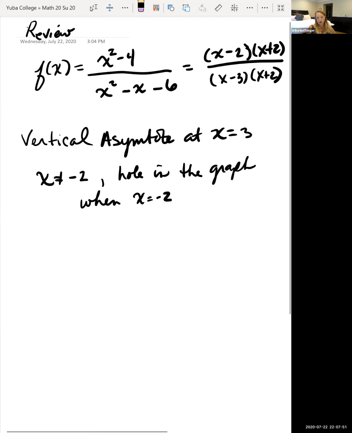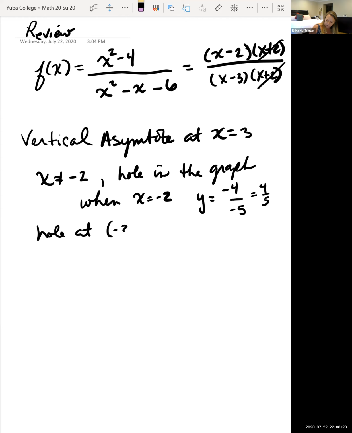So we can figure out where that hole would be if we had simplified and canceled out these like factors, and we go back in now and plug in negative 2 wherever we saw an x. Well, negative 2 minus 2, so my y value would be negative 4 all over negative 2 minus 3. Well, that's negative 5, so that would be 4/5. So there's a hole again at negative 2 is the x value, the y value though is 4/5.